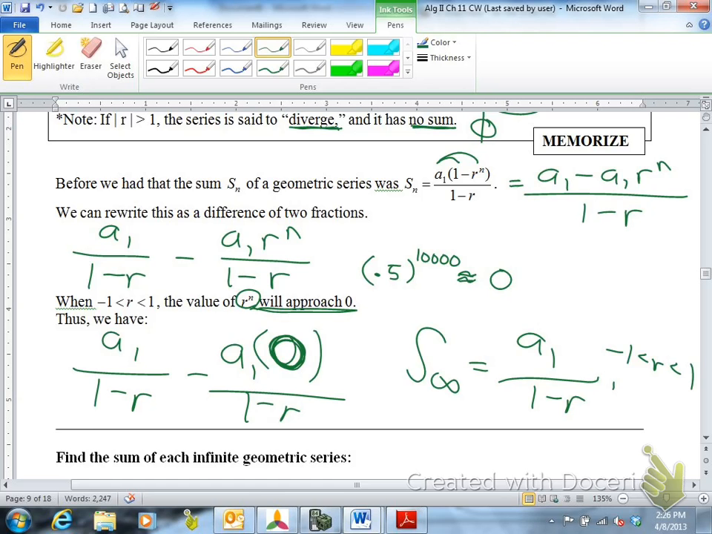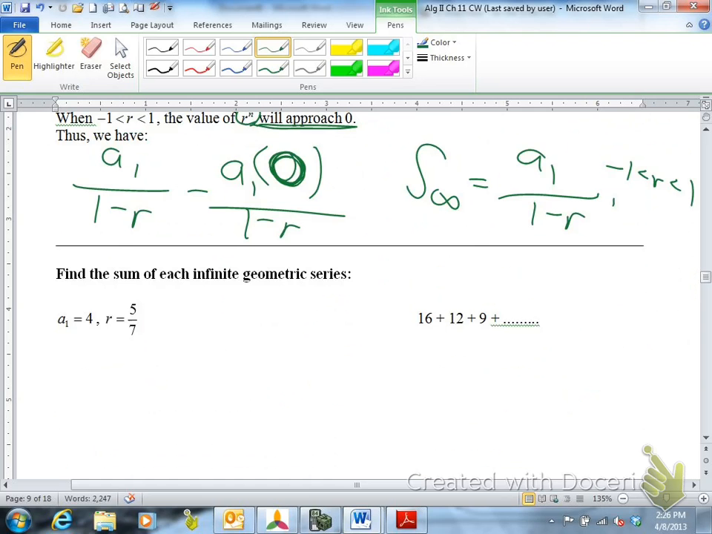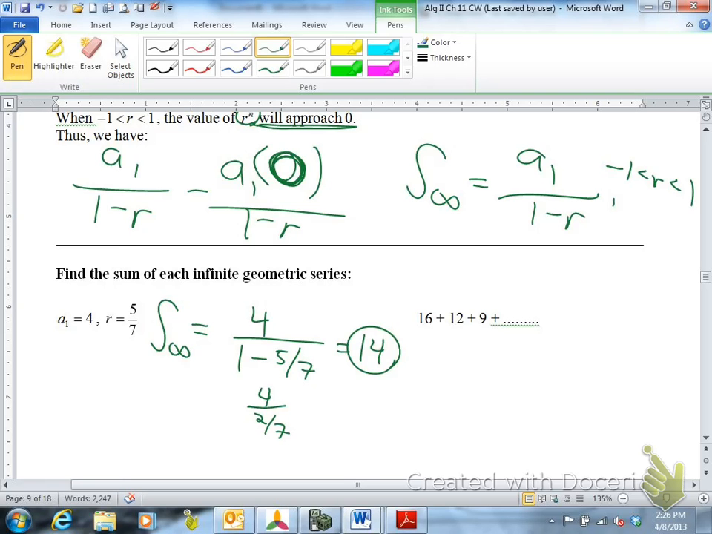To show you some examples of how to use that formula, it's a pretty easy formula. You have an infinite sum. a sub 1 is 4 here. Notice your r is between -1 and 1. So 4 over 1 minus 5/7. When you put that into your calculator, you would get 14. You can see that by doing 4 over 2/7, which is 28 halves, which is 14.